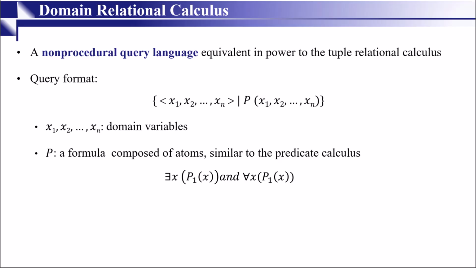This is a non-procedural query language equivalent in power to the Tuple Relational Calculus. Each query is an expression of the form {<x1, x2, ..., xn> | P(x1, x2, ..., xn)}. These x1, x2 up to xn represent domain variables, and P is a formula similar to that of predicate calculus. For example, you can say there exists x, P1(x), and for all x, P1(x).